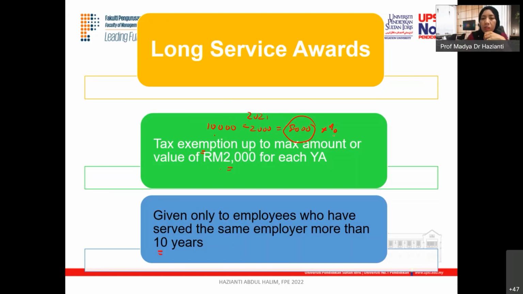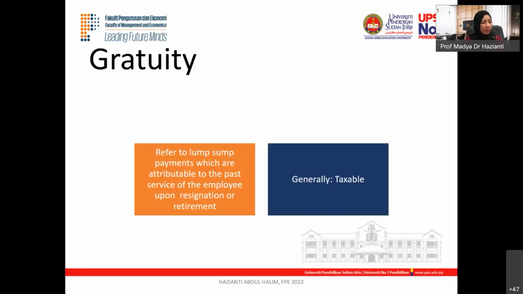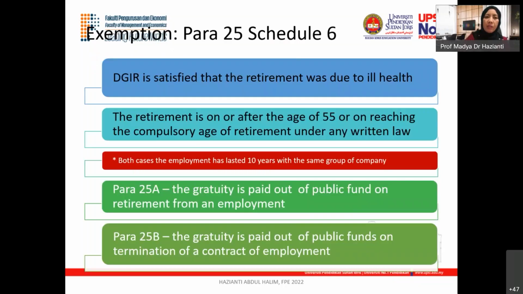So this one will be the taxable amount. For long service awards, only for employees who have served the same employer more than 10 years. Gratuity: lump sum payments which are attributable to the past service of the employee upon resignation or retirement. So if you retire you will get gratuity, generally taxable, but there are exemptions.